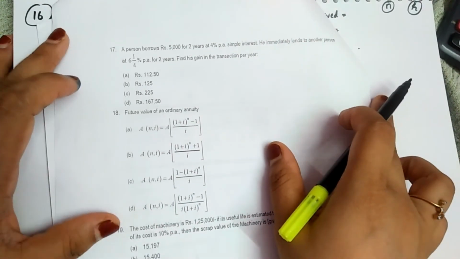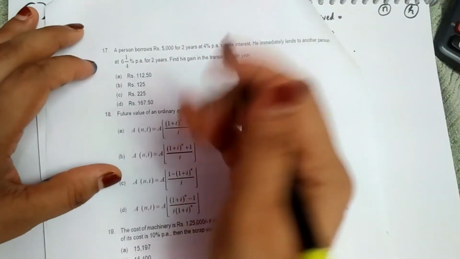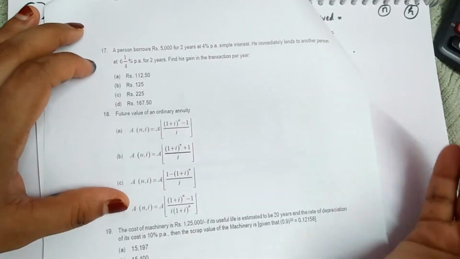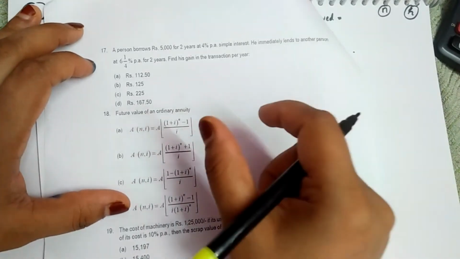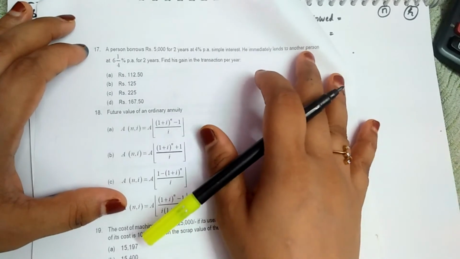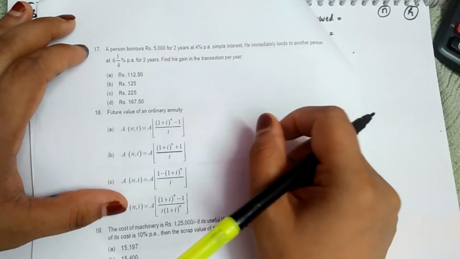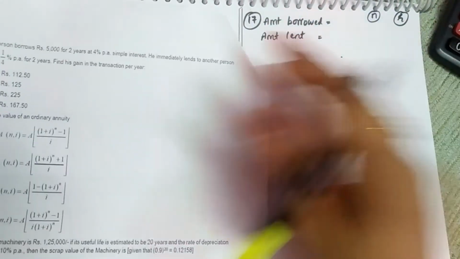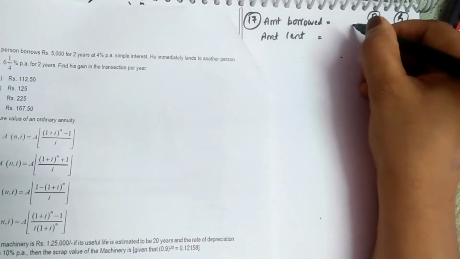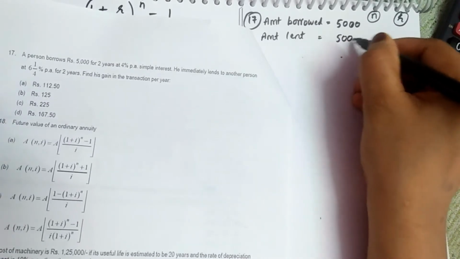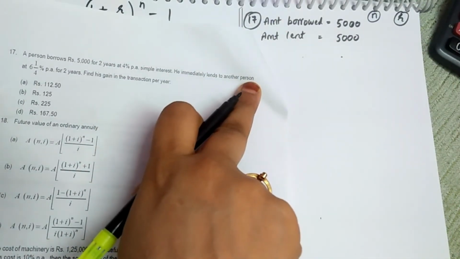See, it happens that many times some people borrow an amount at a very low simple rate, and they extend the loan to other persons at a very high rate, so that they gain a balance in this transaction. In that case, we need to see how much gain the person is earning. So let's write all the given aspects. The amount he is borrowing is 5,000, and the amount he is lending is also 5,000, the same amount he lends immediately to the other person.